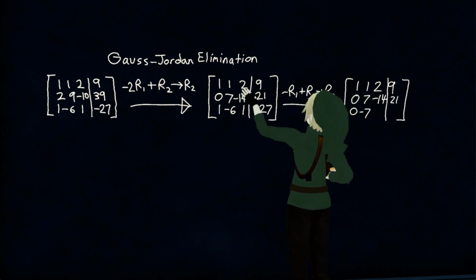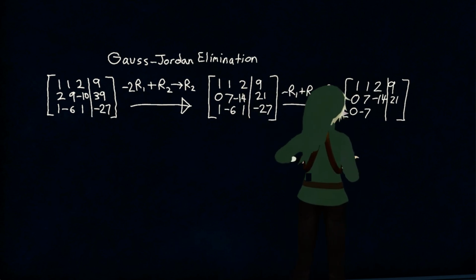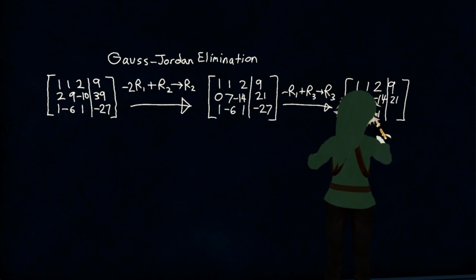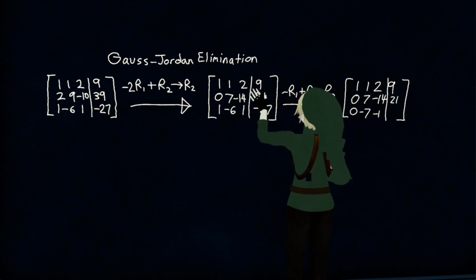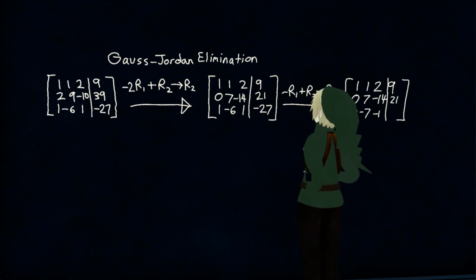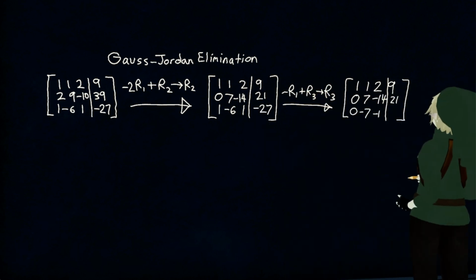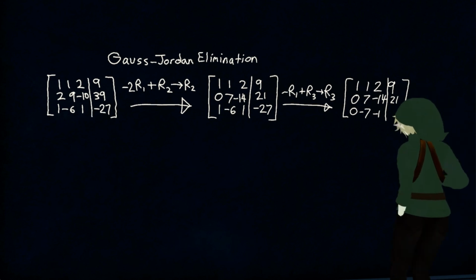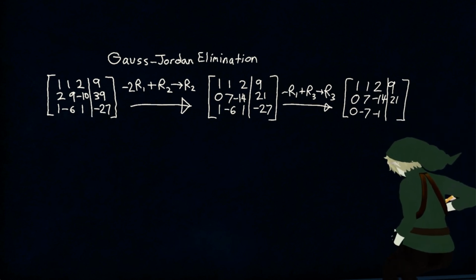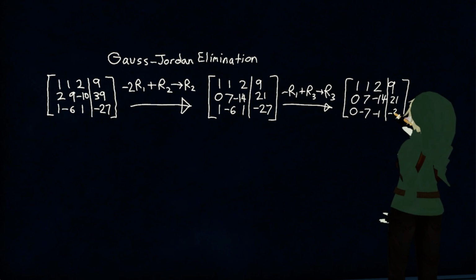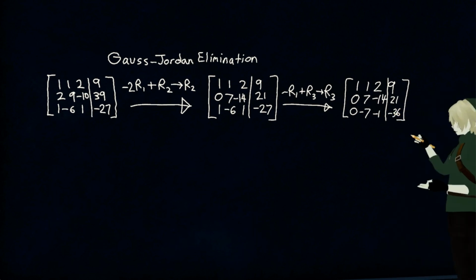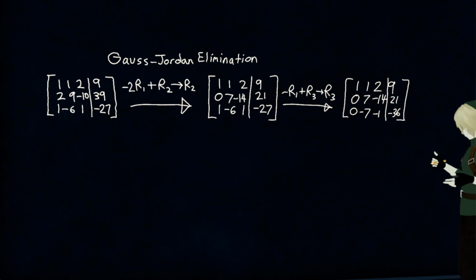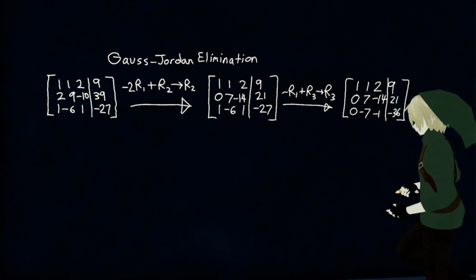Negative 1 times 2, that's negative 2, plus 1, that's negative 1. And then negative 1 here times 9 is negative 9, plus negative 27. That's going to give us negative 36. I am double checking because I will cry if I do this incorrectly. Okay. Again, it's the exact same process here. I'm almost out of the screen.